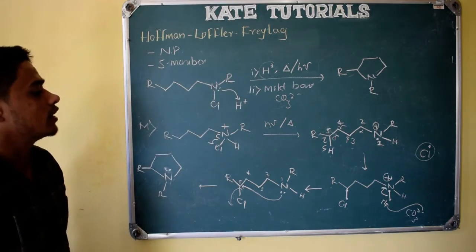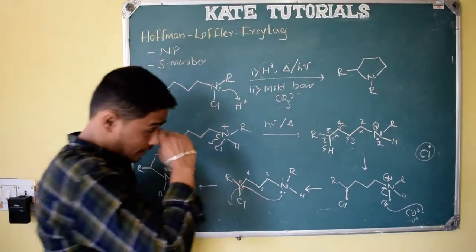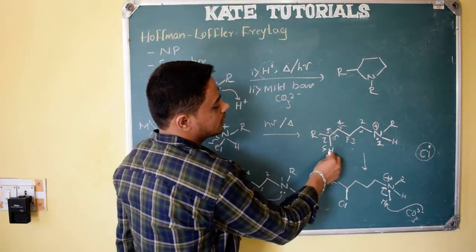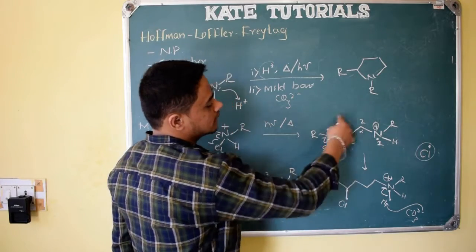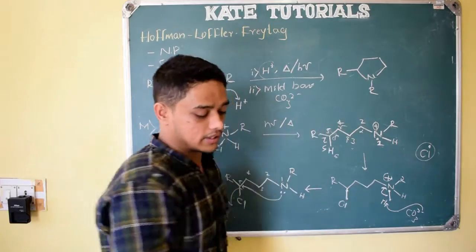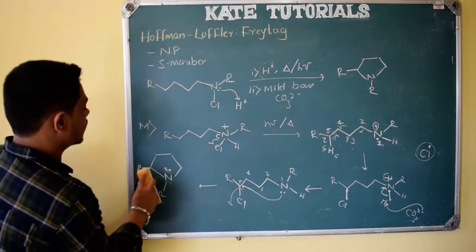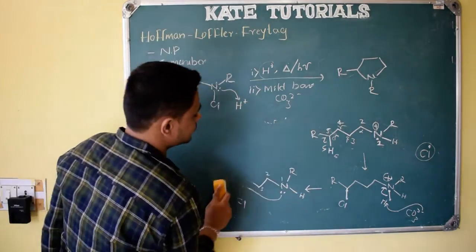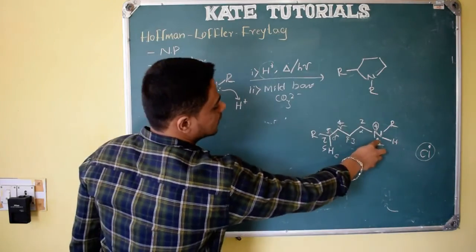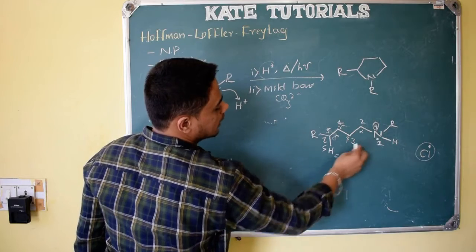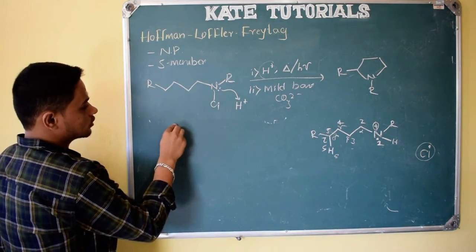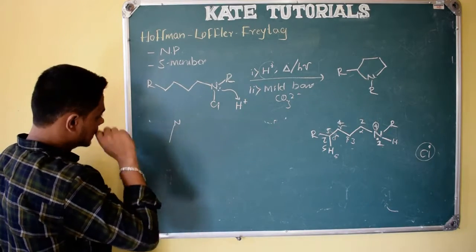So this is about the Hoffmann-Löffler-Freytag reaction, right? You may ask me, why does it take only the delta hydrogen, that is the fifth carbon hydrogen? If I number the hydrogen as 6, why does it take only this sixth hydrogen, meaning the hydrogen on the fifth carbon? The reason for that is, see here, I can draw this. If I number nitrogen as 1 and hydrogen gets 6, if I draw the same numbering, I can draw it like this also, right? Nitrogen, let me place here.